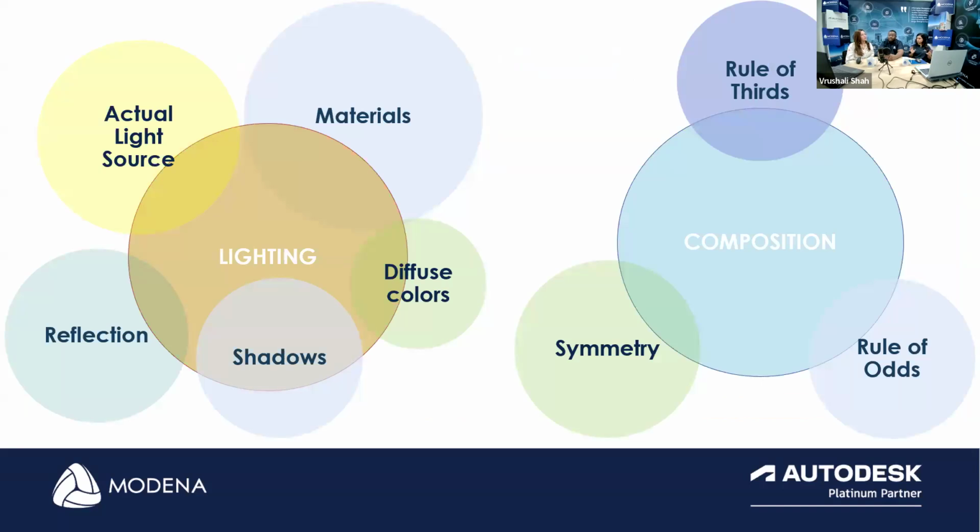There's lighting and composition in terms of how to make this render really popping. So you've got lighting, you've got materials, and we're going to touch on this. This is actually very interesting. The actual light source that you put in the model, diffuse colors, shadows, reflection, refractions, whatever there is to do with lighting that you need to bring in. And again, a lot of these things are related to materials.